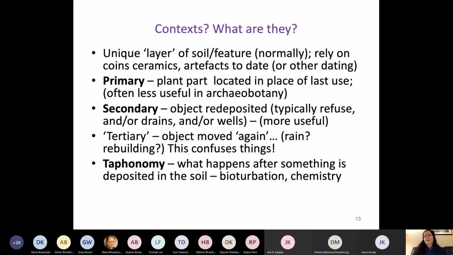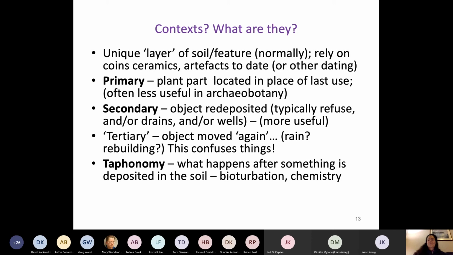So if it's a wood, it might be the last burn event in a fire, or the last meal, perhaps. But secondary contexts where things have been redeposited, typically in drains, refuse areas, you're going to get an average representation of all of the consumption of the foods over that particular time period that the context represents. And that's much more useful to us. So tertiary, when things get moved around again, that kind of makes life a bit more complicated. But if you can date the context, that's good.